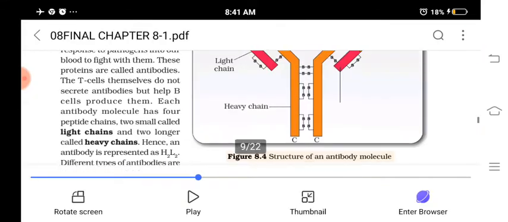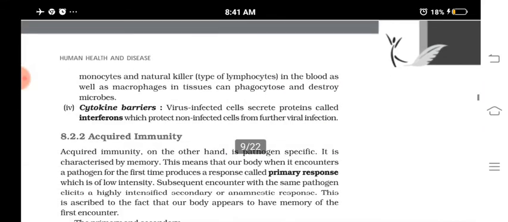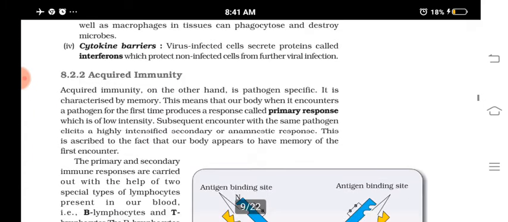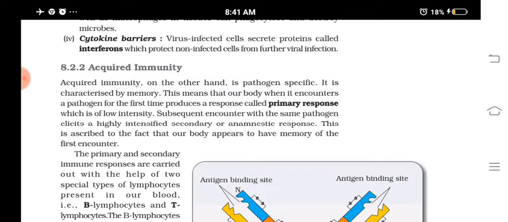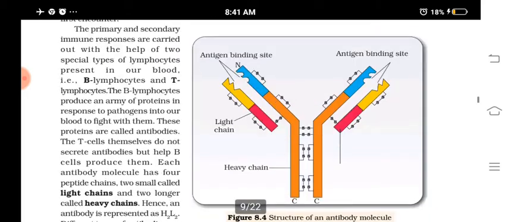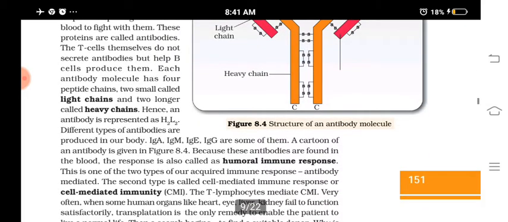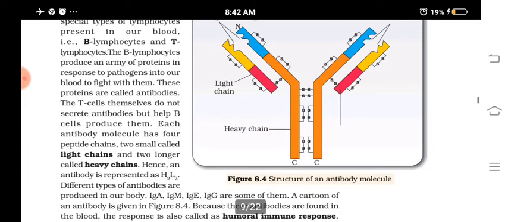Is it clear? So I told you there are two types of immunity. What are they? The innate immunity and acquired immunity. And I told you acquired immunity can be of two types. What are they? Cell mediated and humoral immune response. Humoral immune response is due to what? The B lymphocytes, which produce the antibodies. As the antibodies are found in the blood, it is also known as humoral immune response. Clear? And this is mediated by the B lymphocytes.